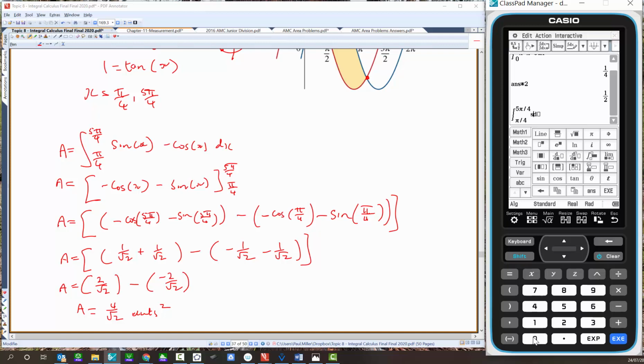And it was sine x, take away cosine x. 2 root 2, what have they done? Area equals 4 times root 2 over 2. So yeah, the calc has rationalised the denominator, which is good.